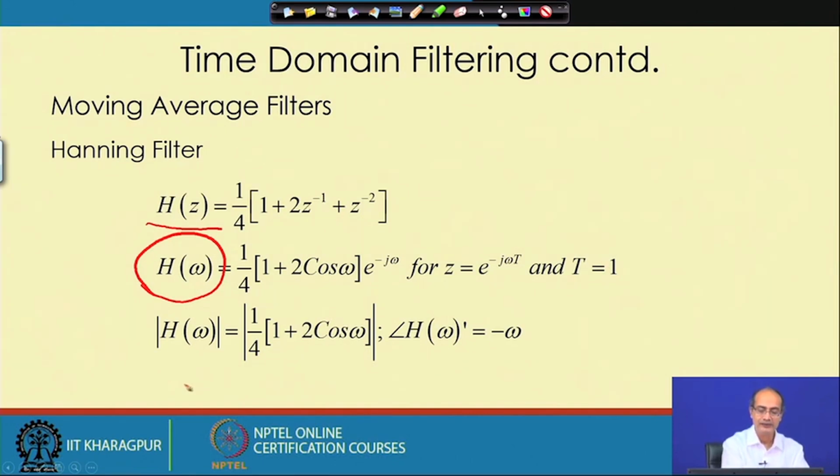So, we get here 2 parts of it: one is the amplitude response and the other is the phase response. And as the Hanning window weights are symmetric, we get that the phase is linear, varying from 0 to minus omega. So, that is the way it is moving.